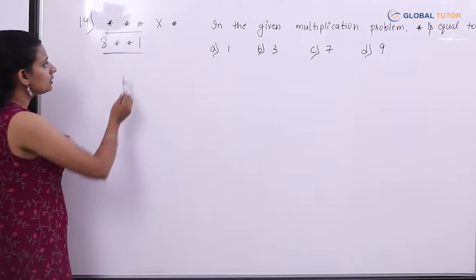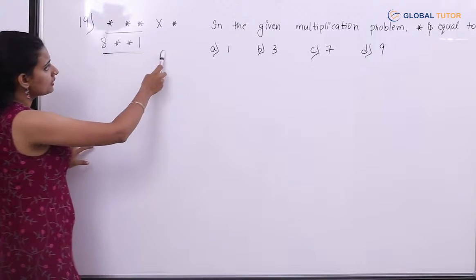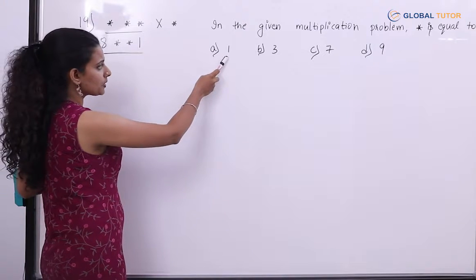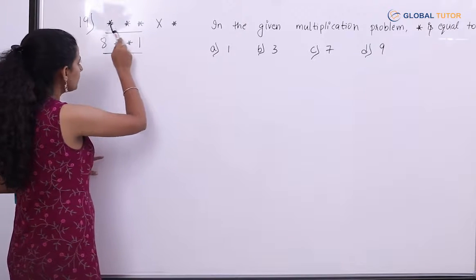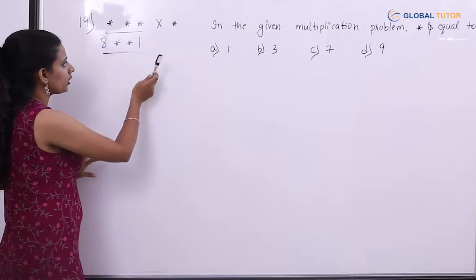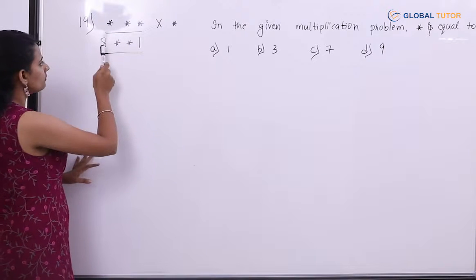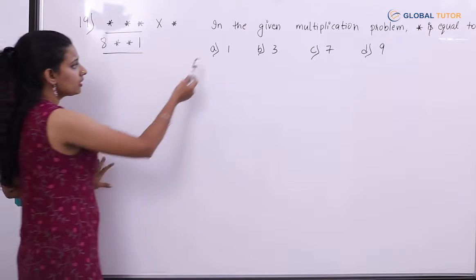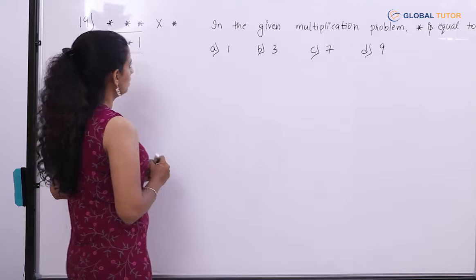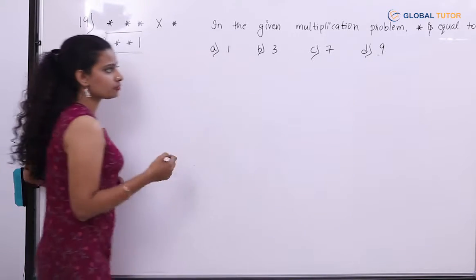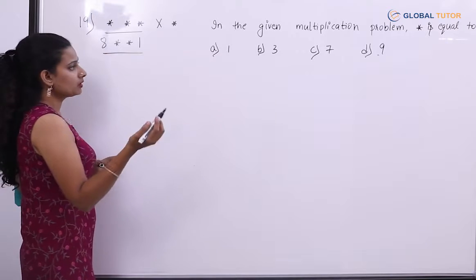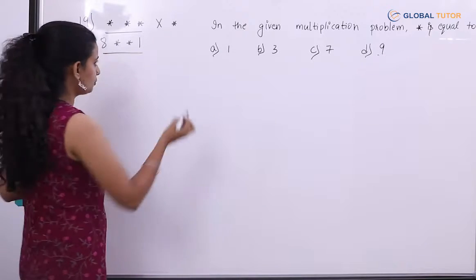So how do you do it? So here we have 1. So if you take option A, 1 into 1 will be 1. But if you replace every star with 1, so 1 into 1 will not be 8. So this cannot be the answer. Now directly if you see, we have 9 here in option D. So it should automatically flash to you.